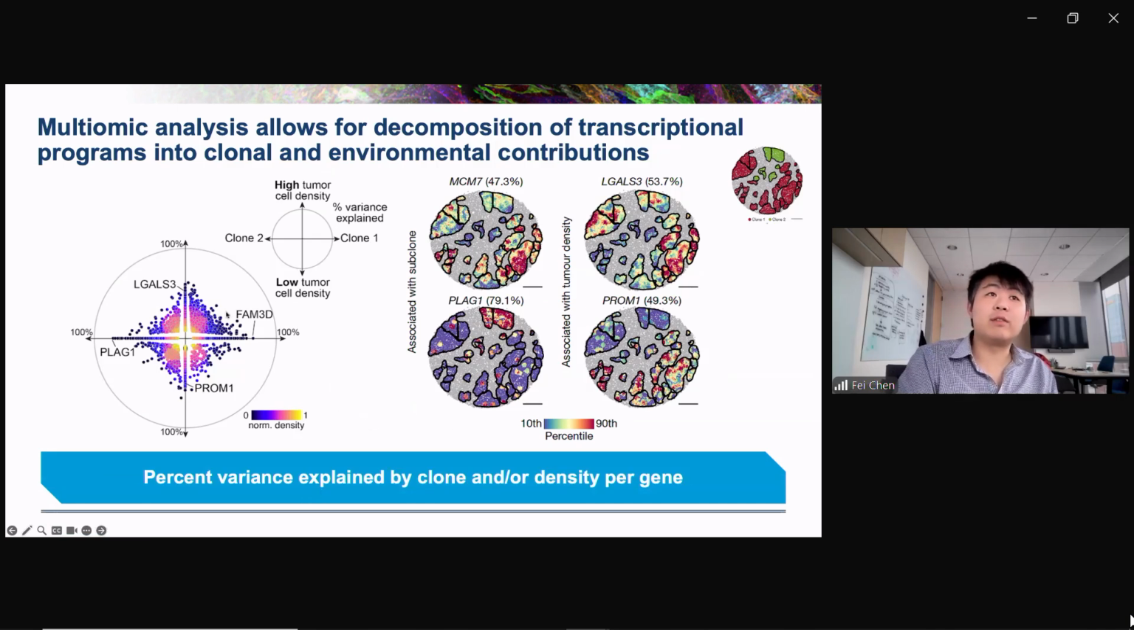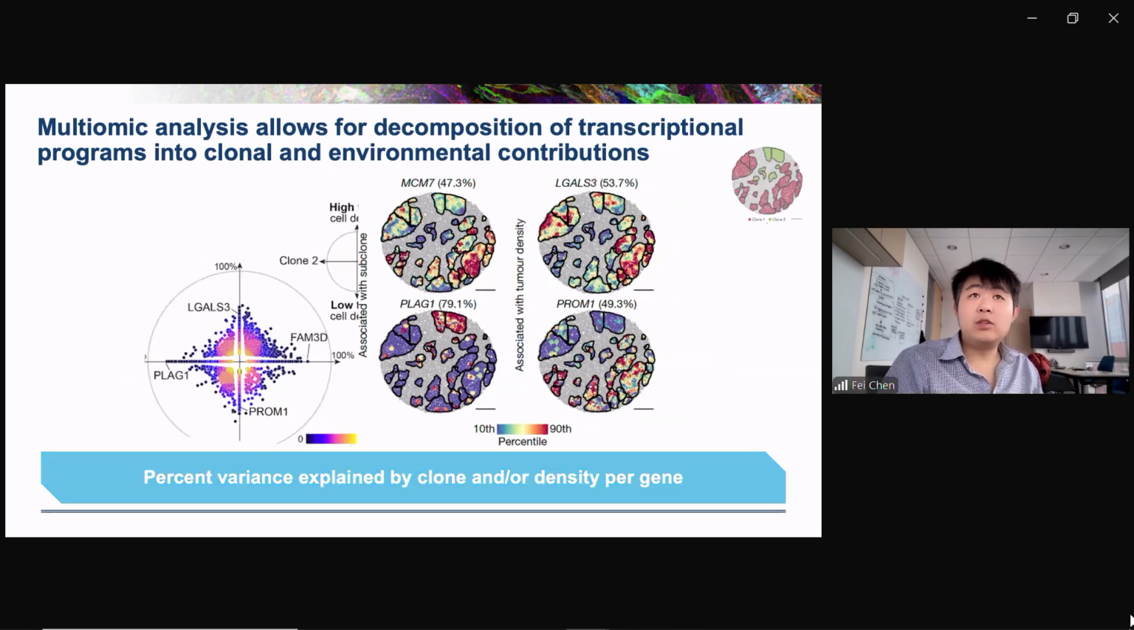You can see that for some genes like PLAG1 or FAM3D, it's quite highly explained by what clone you are. Here, for PLAG1, most of its variance is explained by it being clone 2, and then the opposite for PROM1. But for other genes, it doesn't seem to be separating along the clonal boundaries, but instead it seems to be separating along what the local density of tumor cells is.